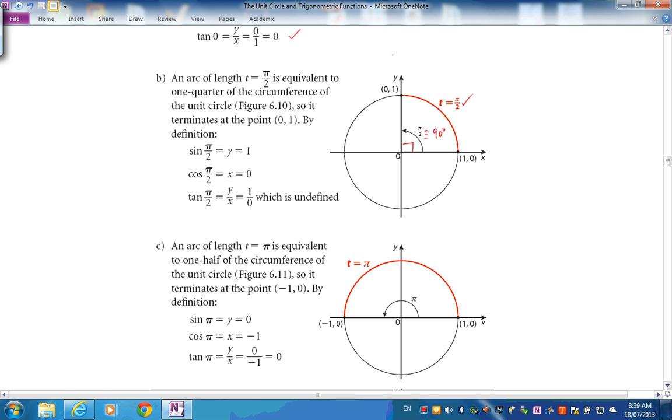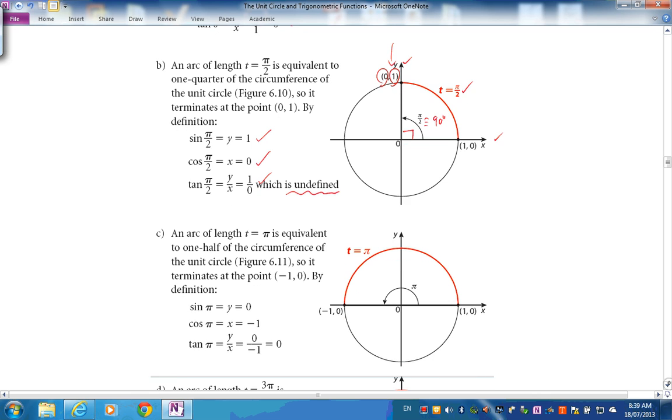So you're up to here, and that, using the x and y axes, is x is 0, y is 1. So the sine is the y value, which is 1, and the cos is the x value, which is 0. And the tan of pi on 2 is 1 over 0. You can't define a tangent of 90 degrees. Alright, let's come down and do the next one.